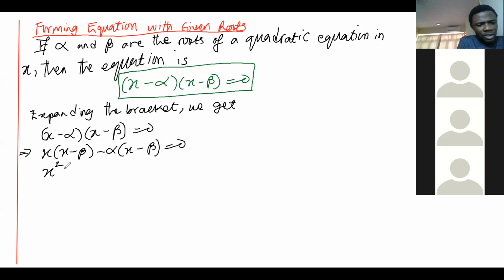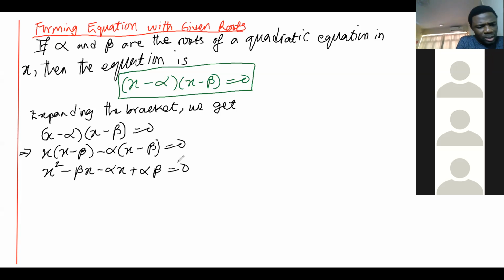x squared, then just inside this is minus beta x. What's the next? And then minus alpha x. Good, minus alpha x. Then what's the last one? What's the last? Plus alpha beta. Alphabetical order: alpha, beta.